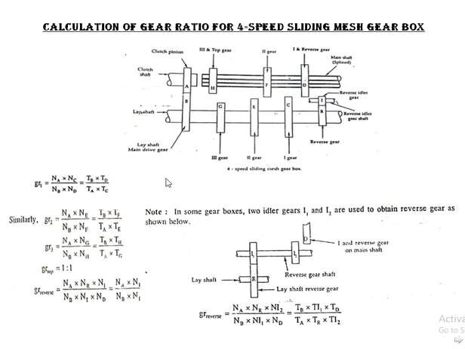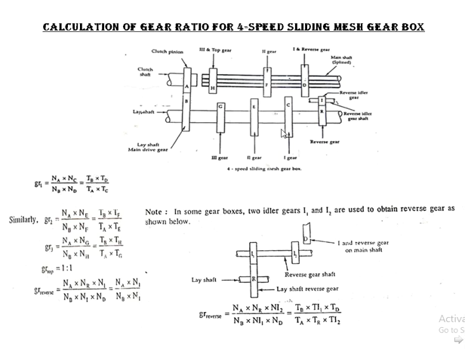If you take the teeth into consideration, at that time what happens? The teeth on the main gear on the lay shaft divided by the teeth on the clutch pinion are going to be considered. Similarly here also, the teeth on the first gear on the main shaft and the teeth on the first gear on the lay shaft. That is why TB by TA into TD by TC. This gives the first gear ratio on the basis of speed, and on the basis of teeth here.